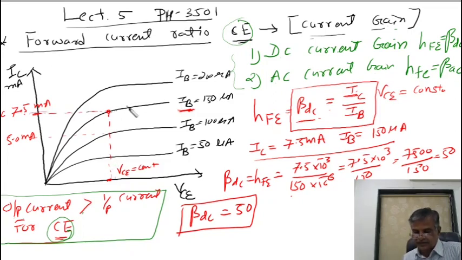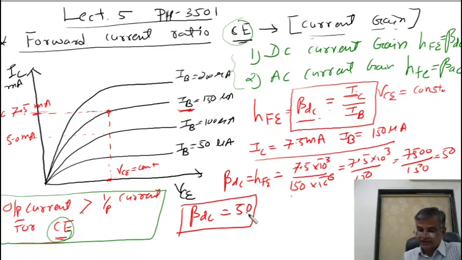Just for your understanding, I am taking this value of base current, this value of the collector current, and this is a constant value of collector emitter voltage. So IC is this, IB is this. The ratio of these two that I have calculated is 50.